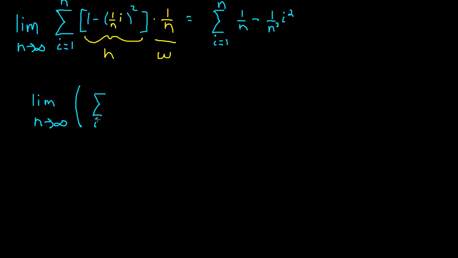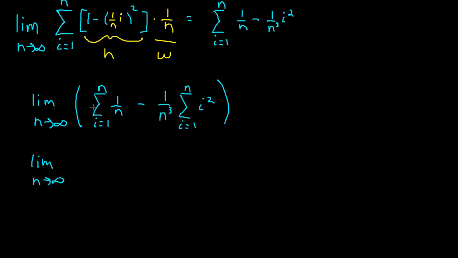I'm going to simplify this series to the following. I'm going to break it up: the sum from i equals 1 to n of 1 over n. Now remember, n is just a number. We're letting this number go to infinity. Minus, now if n is a number, then 1 over n cubed you can think of as a constant. I pull that out, and we go from 1 to n of i squared. Okay, there it is.